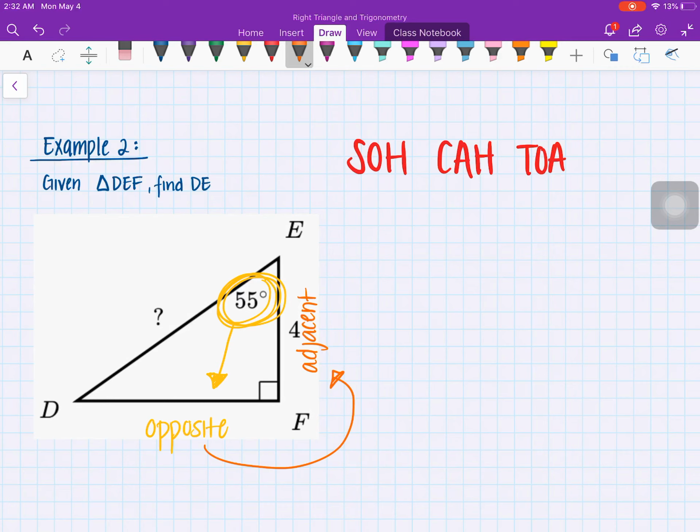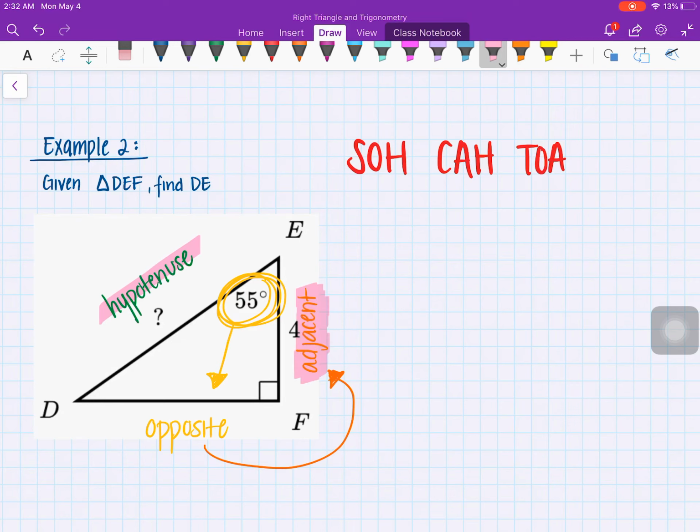So this is our adjacent side, and the side DE is opposite to our right angle. The side that's always opposite to the right angle is known as the hypotenuse. So in this case, the ones we're going to be using are our hypotenuse and our adjacent side. So I'm looking for the trig function that is going to be A and H. In this case, we have A and H, so we're going to be using the K.